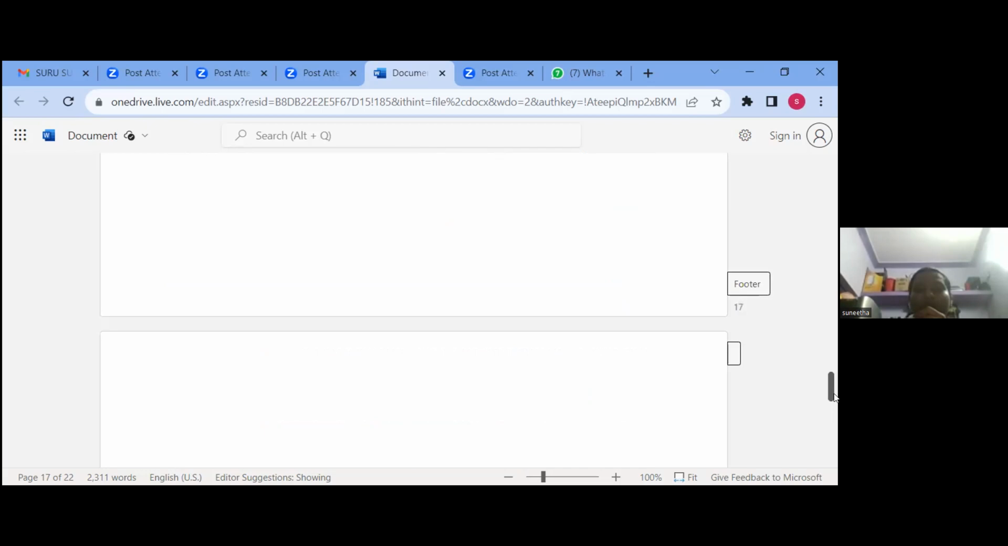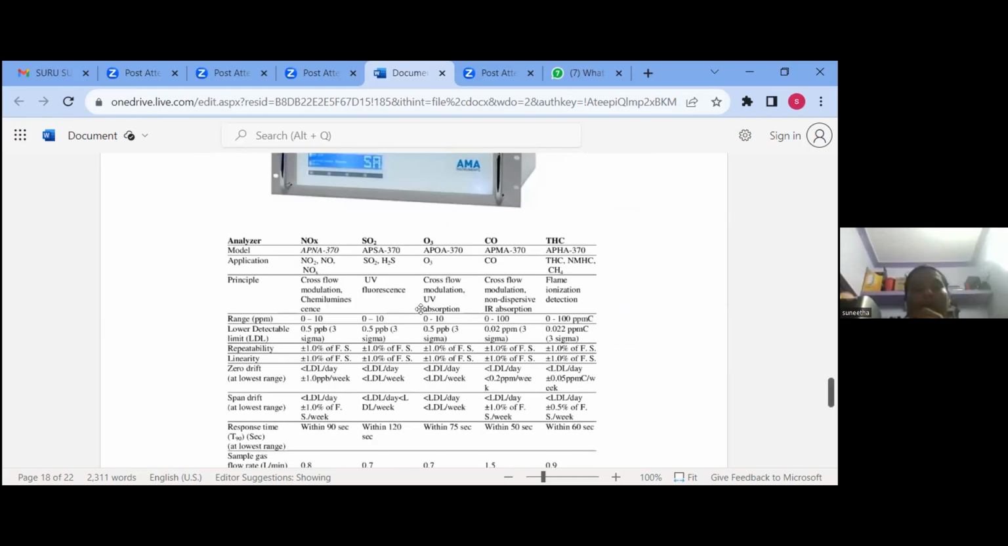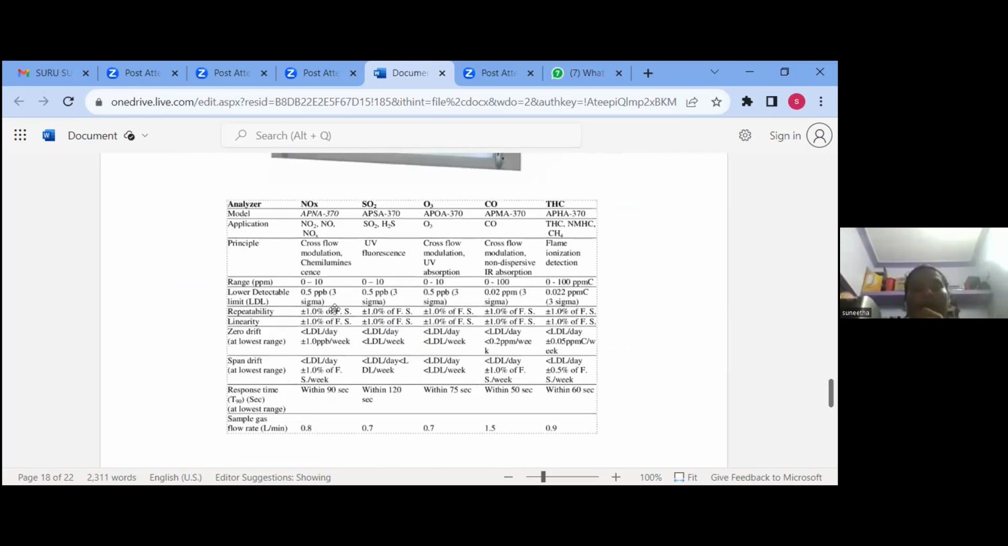And this is the diagram of the air quality monitoring analyzer, and the specifications are like this. Based on the model and the parameter we have to measure, the specifications are valid. Range is a very important specification in this analyzer. For nitrogen oxide it is 0 to 10 ppm, and for carbon dioxide 0 to 10 ppm. For ozone it's 0 to 10 ppm. But for carbon dioxide it's 0 to 100 ppm.